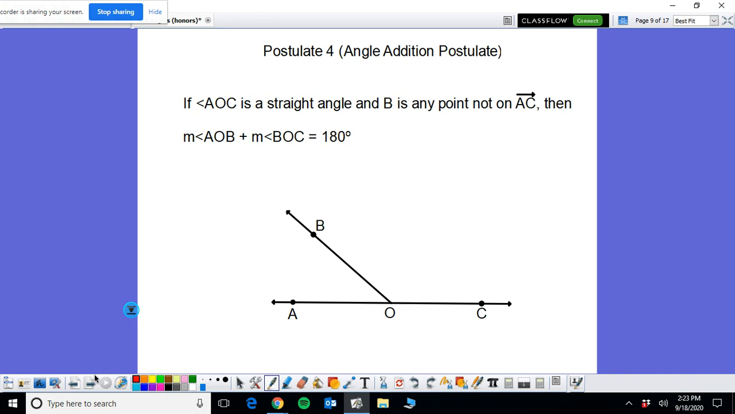So we can also do the angle addition postulate on straight angles. So basically angle AOB here and angle BOC, we know that if it creates a straight line, it's equal to 180 degrees. And that's all that this slide is saying.